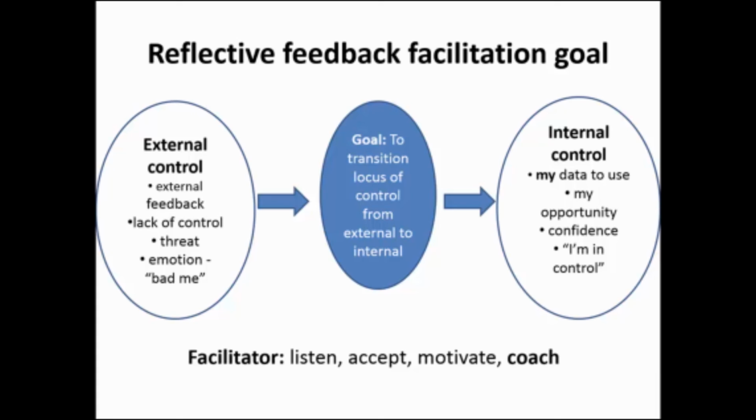In summary, the goal of the reflective feedback facilitation model is really, as you can see in the blue oval in the center, to transition the locus of control from external to internal. If you look on the left-hand side, often we consider feedback as beyond our control. It's external. We lack control over it. It can be a threat. It can be emotional, about a bad me. And the goal of the facilitated feedback model is to transition that locus of control to internal control.